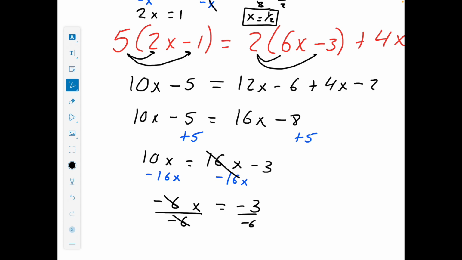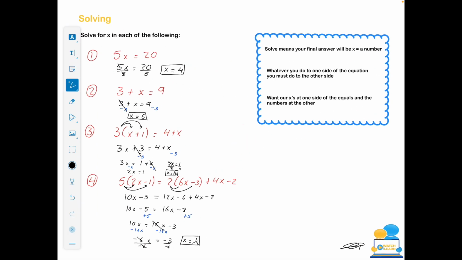Now we need to get rid of this minus 6 from in front of the x. It's being multiplied, so we do the opposite, we divide. So divide both sides by minus 6. We will end up with x is equal to minus 3 divided by minus 6. You can put that into your calculator, you'll get a half. So two answers there worked out to be a half. That's pretty coincidental, but we followed the correct methods in both.